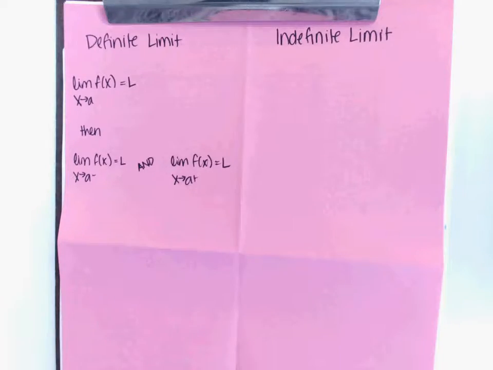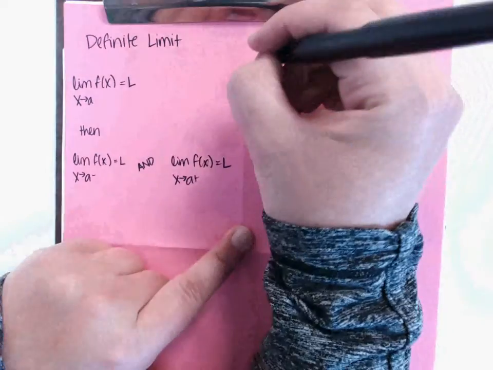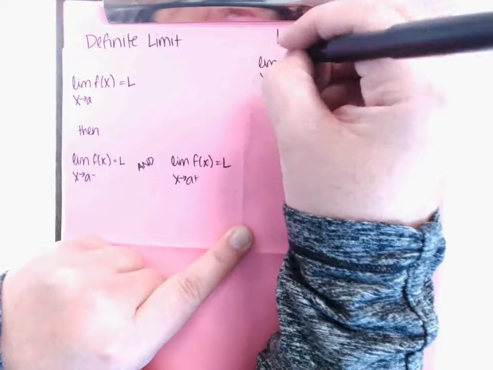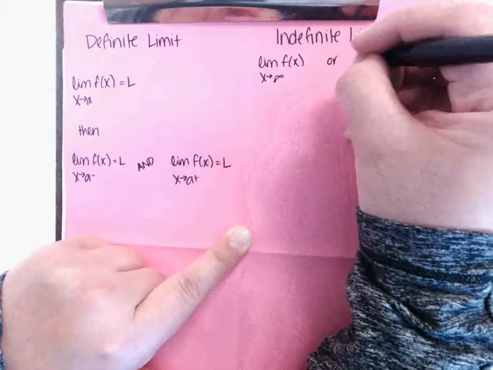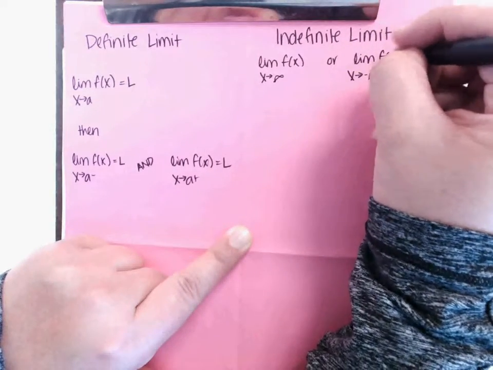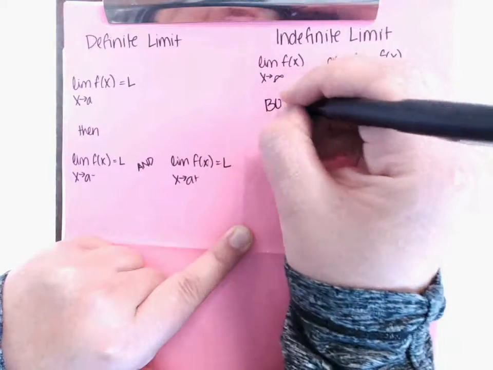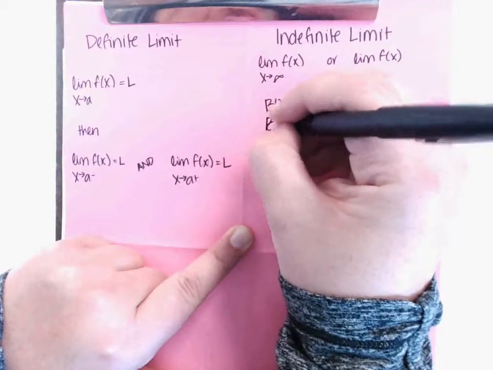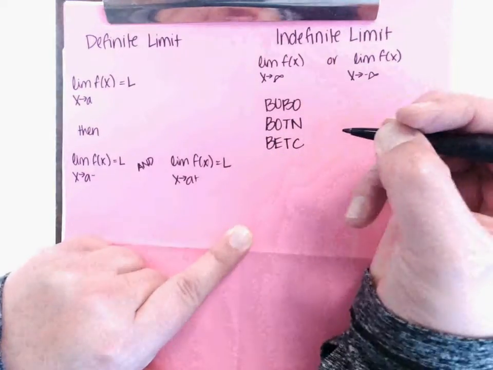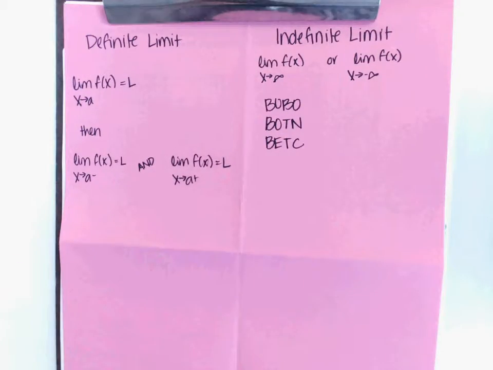Now, what if you have an indefinite limit going to infinity or to negative infinity? What do you do for those? Bobo, Botan, Betsy. Or some of y'all do Bed-C. That's fine. Doesn't matter. Okay, now, I'm not going to write what those stand for because you should know it, but if you would like to add those in later, that's totally fine.